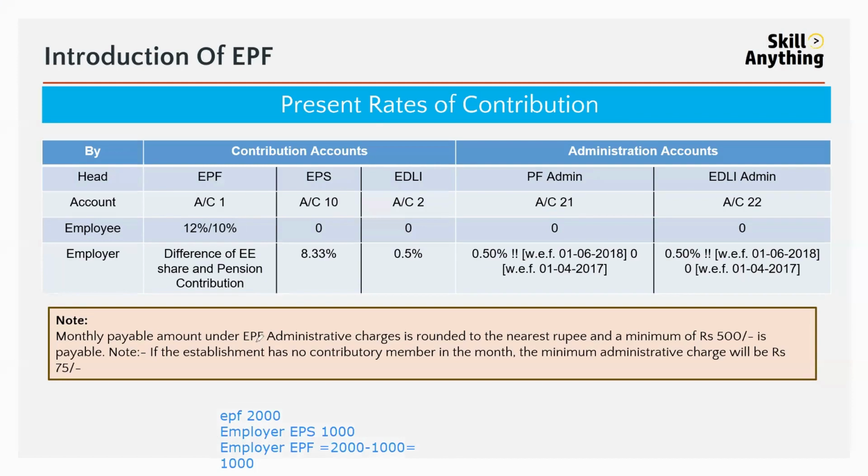As you understand, if the PF contribution is 2,000 and the employer contribution in EPS is 1,000, then 2,000 minus 1,000 is the EPF contribution. So if the employee contribution is 12% or 10%, minus the EPS of 8.33%, whatever difference amount remains will be contributed by the employer in EPF.